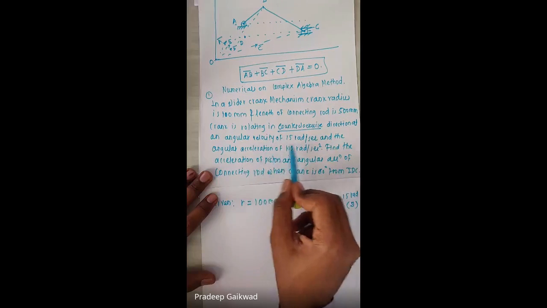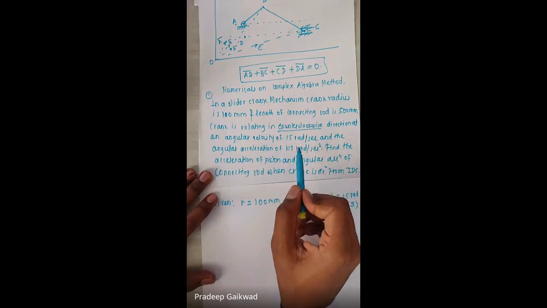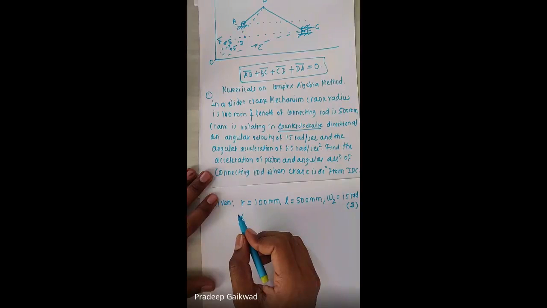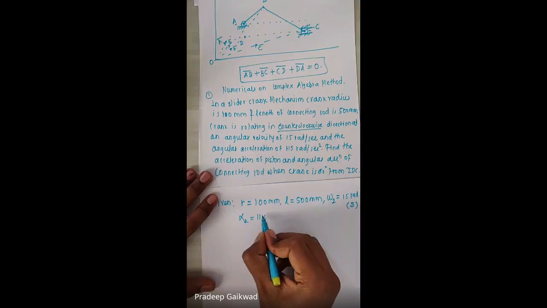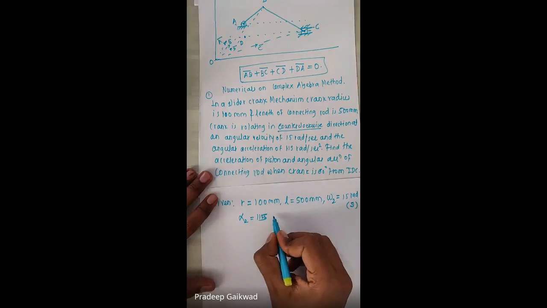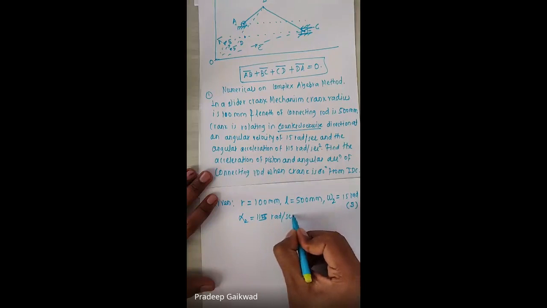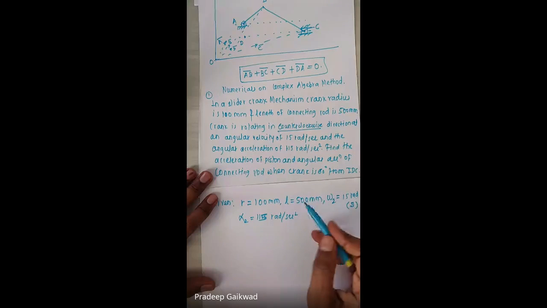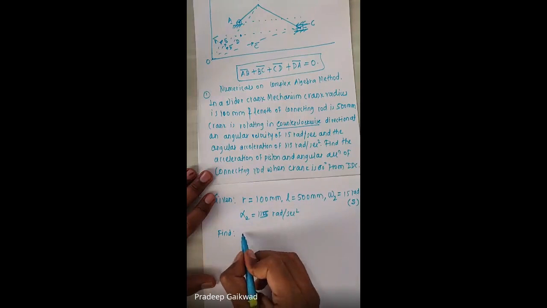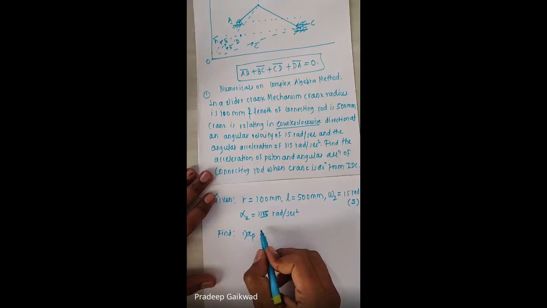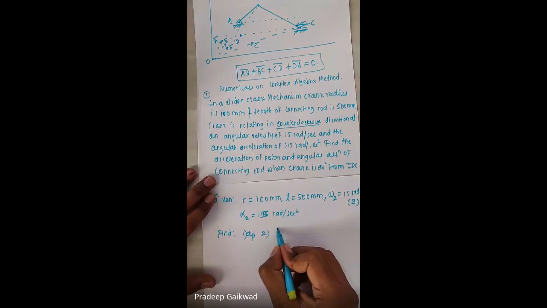And angular velocity is given, angular acceleration of 115 radian per second square. So alpha is given. So alpha 2 is known to you, equal to 115 radian per second square. The direction is not mentioned. What to find out then? Acceleration of piston. So I'm writing, first we have to find the acceleration of piston and the angular acceleration of connecting rod. So it is nothing but alpha of connecting rod, alpha of C I'm saying, or you can say alpha of 3.